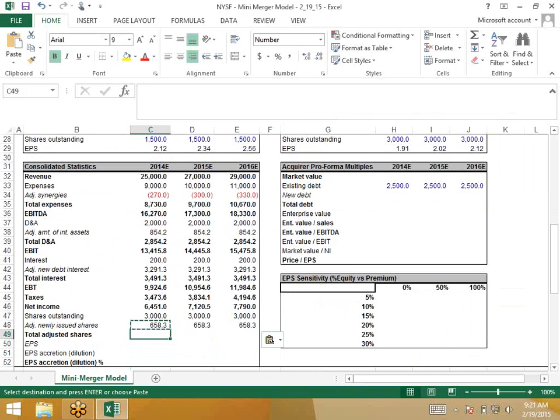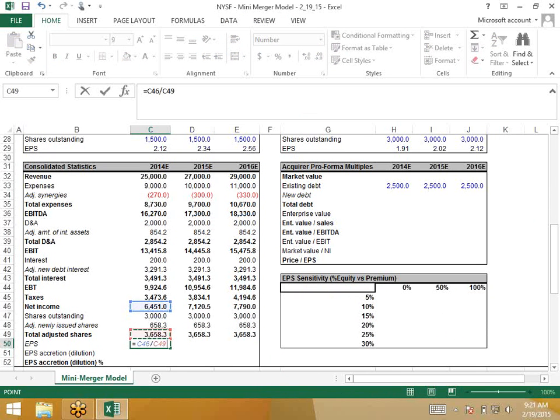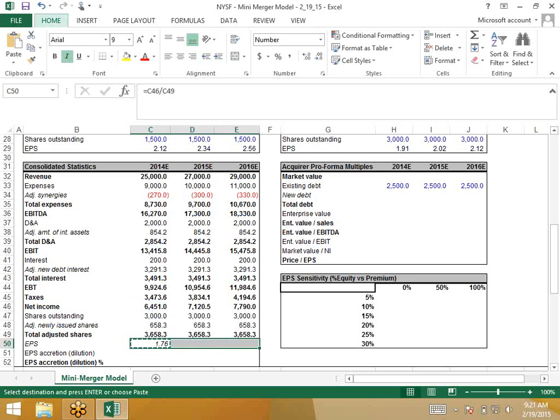So the total adjusted shares is the acquirer shares outstanding plus the new shares. And then we divide to get the earnings per share. So net income divided by acquirer shares is 176 all the way to 213. And I'll give you guys a second to kind of catch up if you're not caught up. Good.